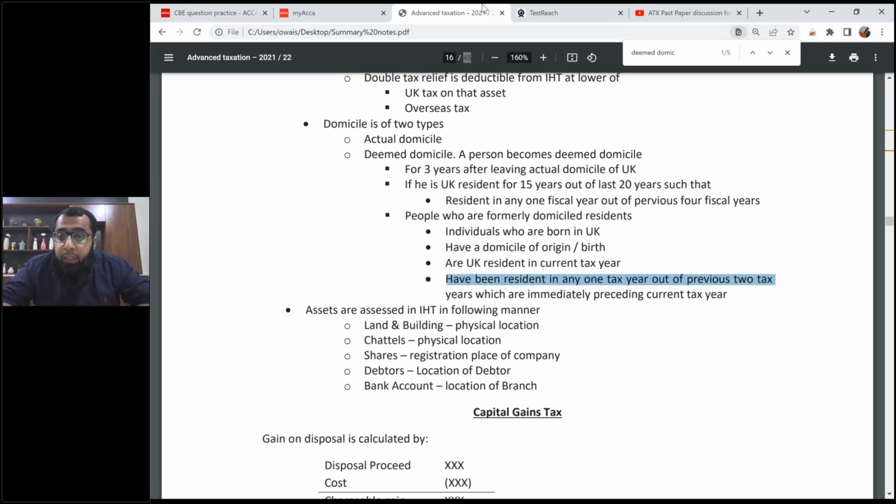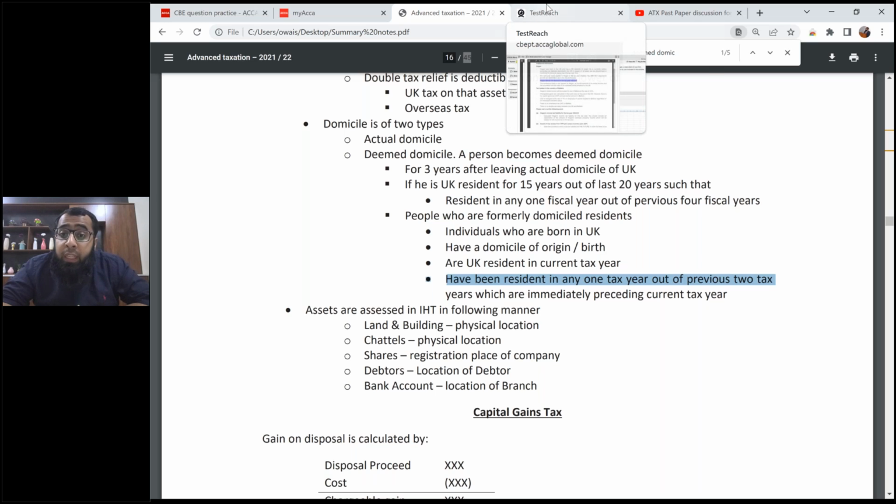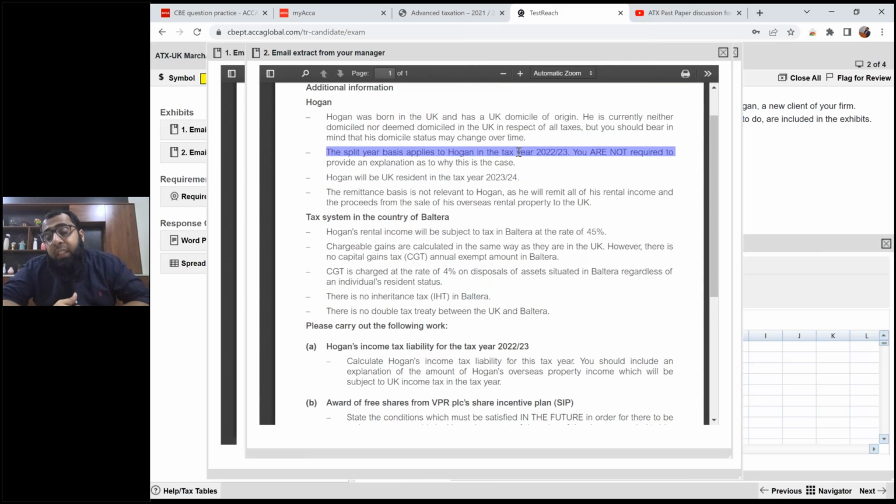So, number one, he was born in UK. He has domicile of origin. He is UK resident in the year of gift and has been resident in any of the previous two tax years. So he had been resident in the previous year 22-23 through split year basis.